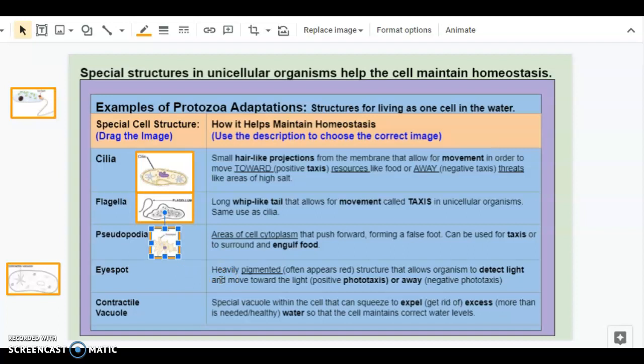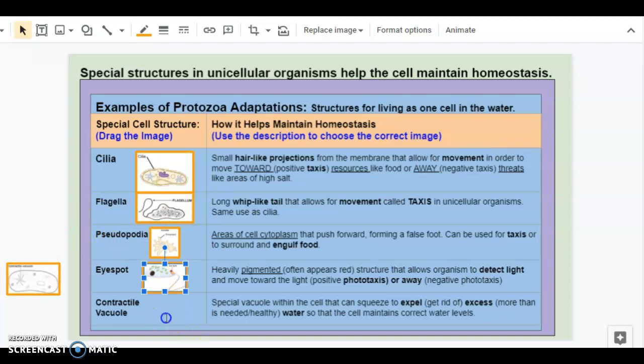The eye spot is heavily pigmented. It often appears red, and allows that single cell to detect light. If it moves toward the light, that is called positive photo, meaning light, taxis, movement. If it moves away from the light, that is negative phototaxis. So what does the eye spot look like? Well, here is an image.